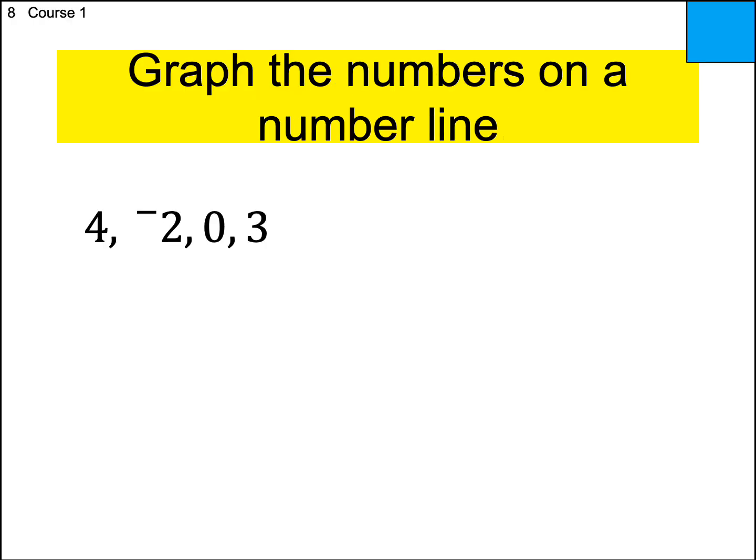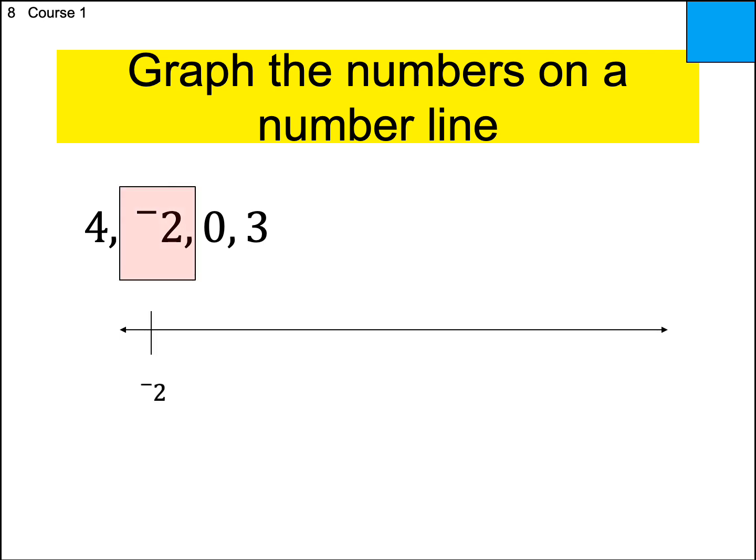I said we're going to do a couple games. Here's the next game. We're going to graph numbers on a number line. To graph numbers on the number line, what do you need first? Well, obviously you need a number line, so there's a number line. The easiest way is to always go from left to right. So what's the smallest number there? The smallest number there is negative 2. So my first tick mark will be negative 2.